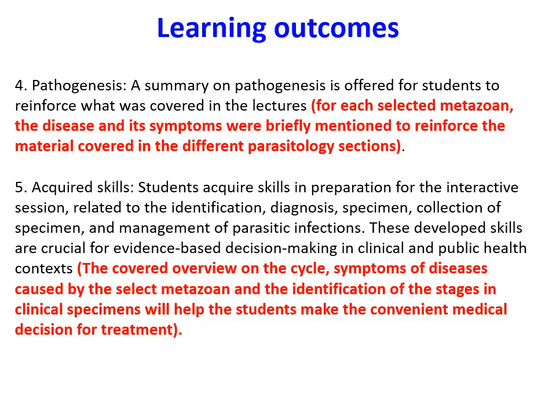And finally, regarding the fourth learning outcome, we briefly mentioned again each disease and its symptoms for each selected metazoan infection that we covered. And this is for sure reinforcing all the material that was covered in the different parasitology sections by myself or by Dr. Awar. We also, by talking about the life cycle, the symptoms, and the identification of stages in the clinical specimen, prepared the students for the convenient medical decision for therapeutic options later on. With that said, I am done with the lab characterization of select metazoan parasites.